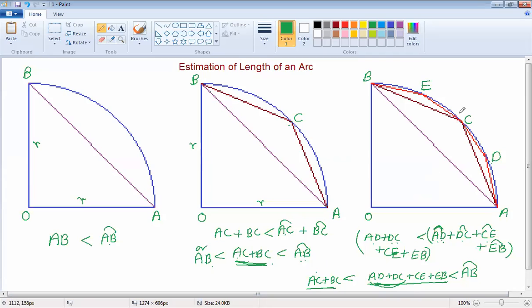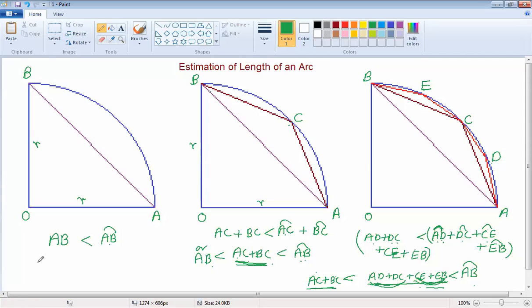Similarly, in the triangle BEC, the sum of these two sides, CE plus EB, is more than BC. In other words, BC is less than the sum of these two terms. So in this way, AC plus BC is less than the sum of these four distances, which is further less than the arc length AB.